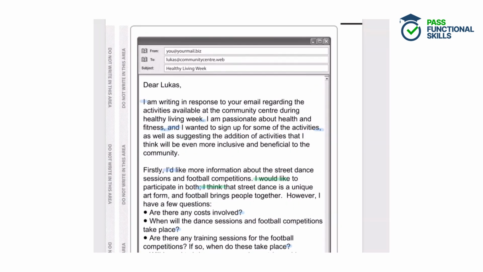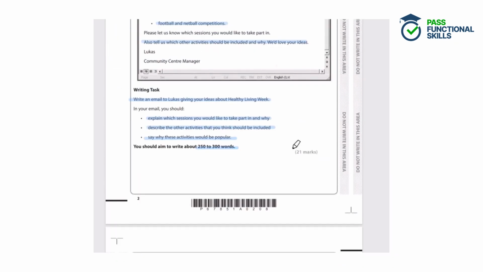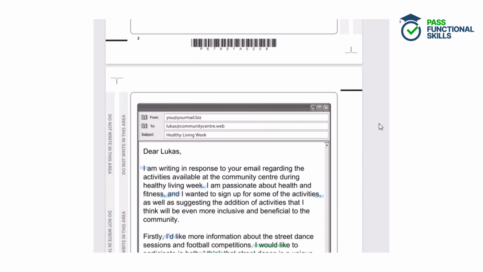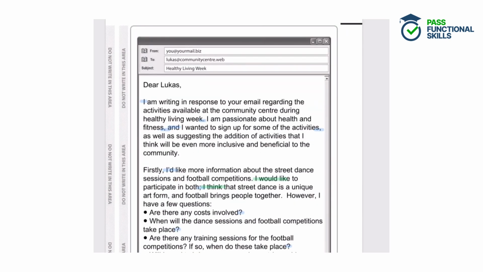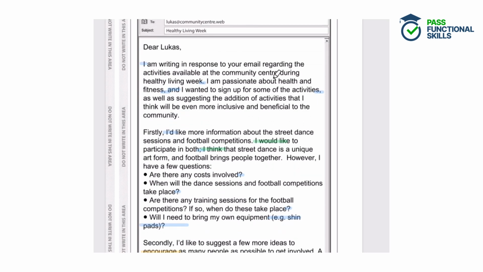It's also important to consider how long and how detailed your answers are. So often in a question you will be given a word count, and here we've been asked to write 250 to 300 words. This answer is 276 words, so it definitely meets that word count. If you practice questions, you'll get quite a good idea of what it looks like when you've written 250 to 300 words.